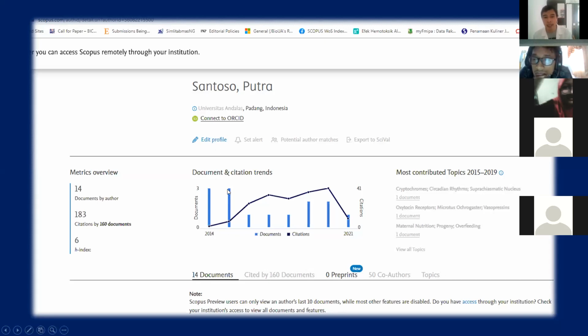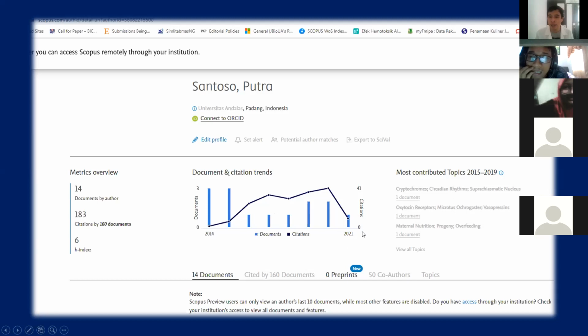Then the next year it was 3 again, and then 4 in 2017. When I returned to Indonesia, in my Indonesian period, 2017, 2018, 2019, and 2020, my level slightly declined. As you see here, last year I published just 2 papers, in 2019 also 2 papers, and in 2018 only 1 paper. So it's kind of dynamic.